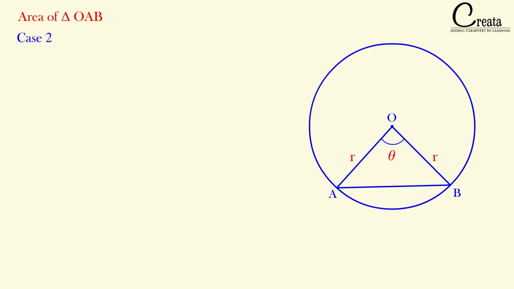Second case. In the second case, our angle theta is 60 degree. This angle is 60 degree. Whenever you get this angle as 60 degree, then the triangle will be an equilateral triangle. I will show you how. These two sides are the radius, which means these two sides are equal to each other.